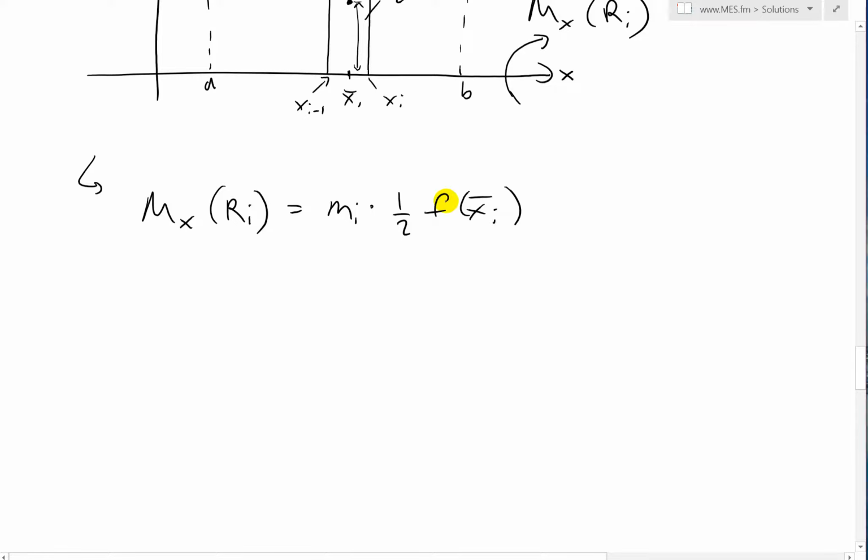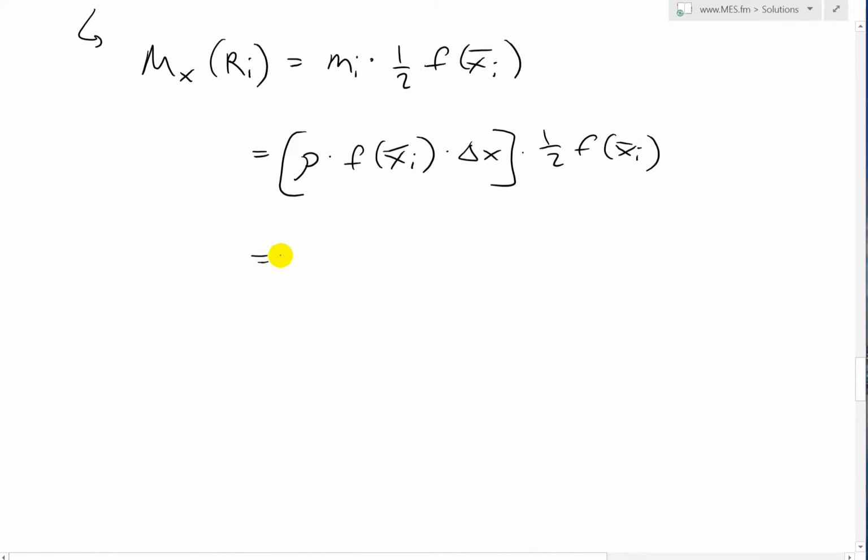Again, now we can plug in what we know. We know this mass is just density, or rho, times the area, and recall the area is going to be f of xi times delta x. Now we multiply by this 1/2 f of xi center line. We can simplify this further. It's going to be 1/2 times rho, and then this is squared, so f of xi center line squared, and then delta x.